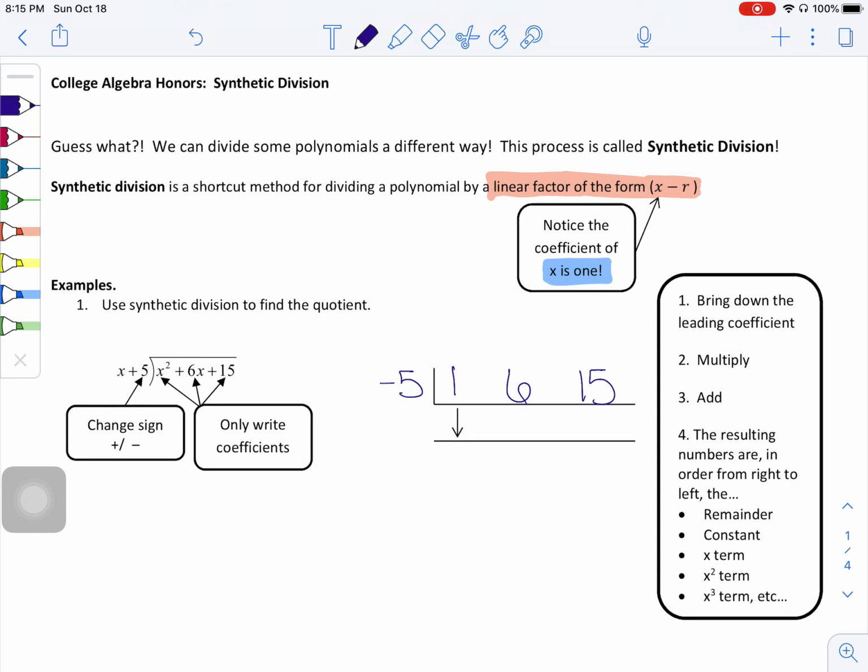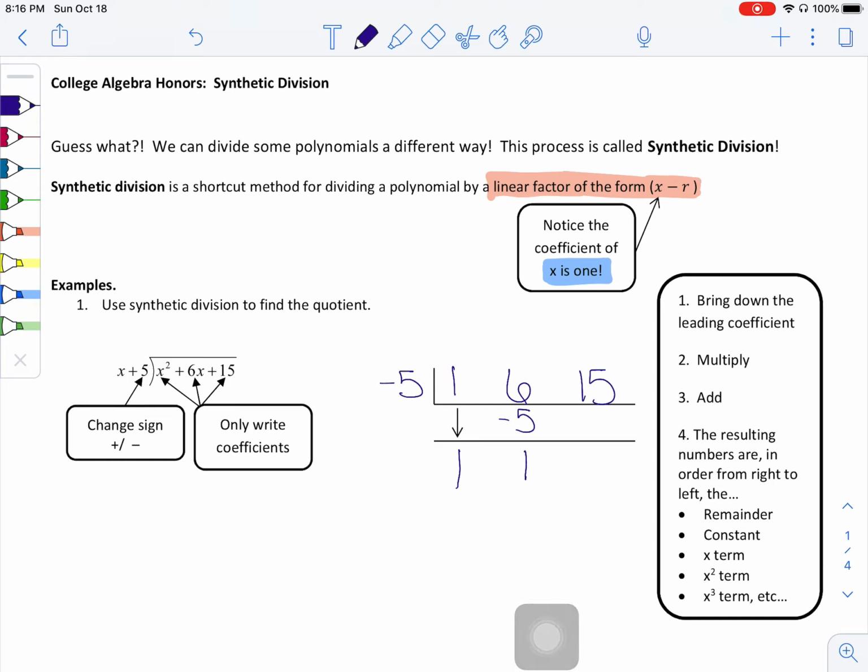So how does synthetic division work? Well, your first step is always going to be the same thing once you've set it up. You're going to take your first value and drop it straight down. All right, so that leading coefficient is not going to change. After this, you begin a process of multiplying, adding, multiplying, adding. So what are we going to multiply? We're going to multiply negative 5 times 1, and so you get negative 5. Now you're going to add vertically. So 6 plus negative 5 is 1.